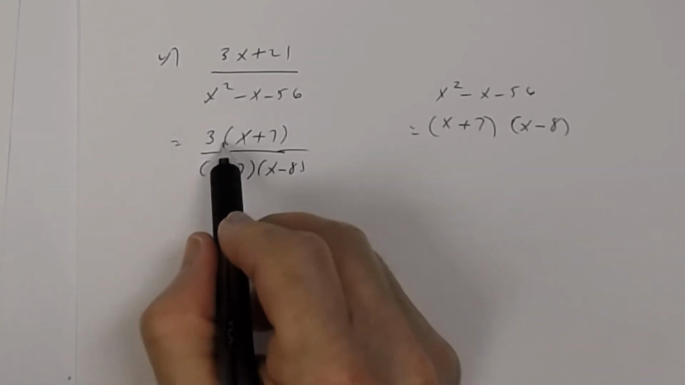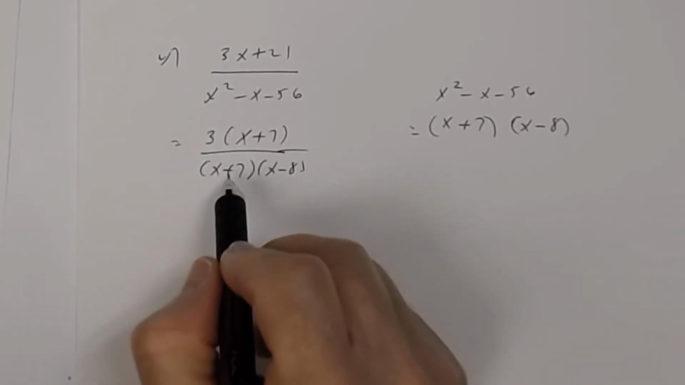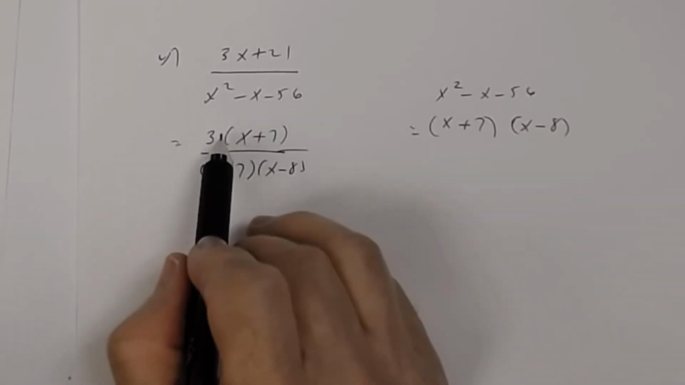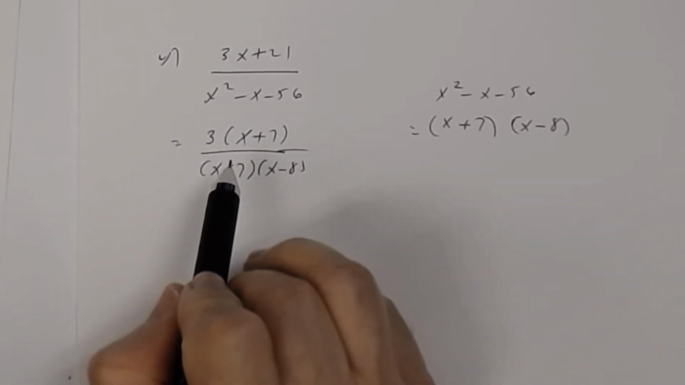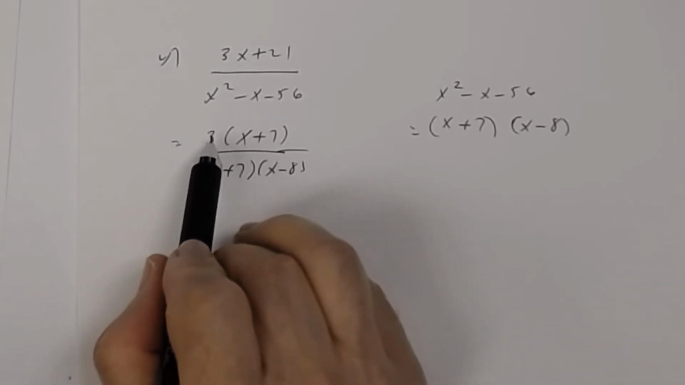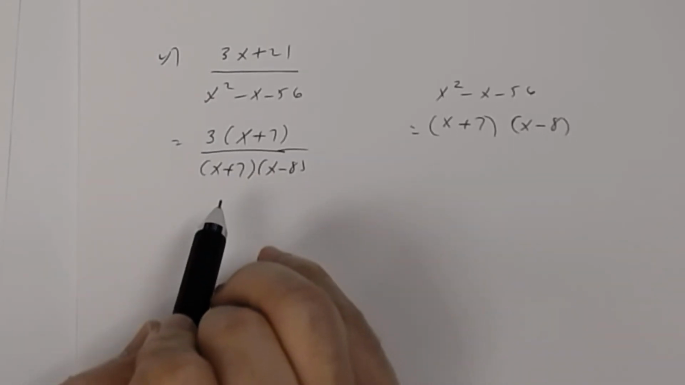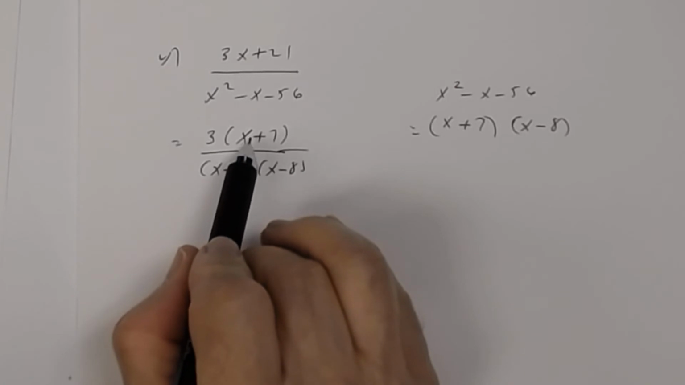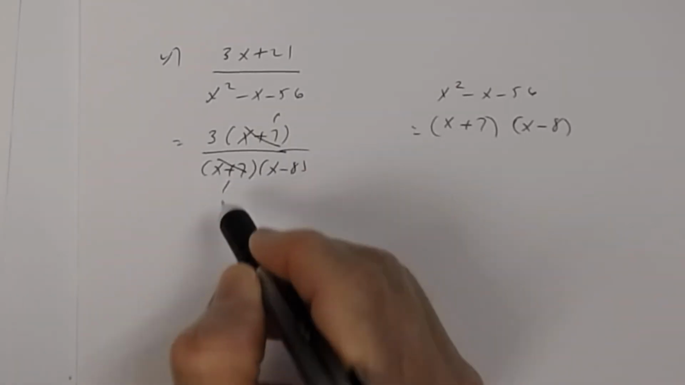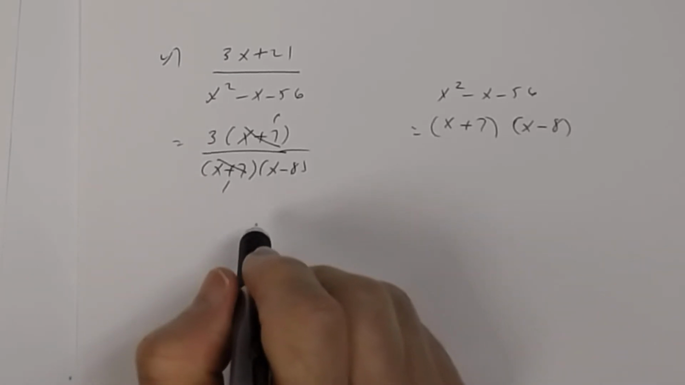So notice my first factor is a 3. There is no factor 3 in the denominator. Remember, it's important you know your factors. My factors are 3, x plus 7, x plus 7, x minus 8. So 3 does not go into any of those factors. Now let's look at the next factor, x plus 7. I see an x plus 7 in the denominator, so I can reduce those, put ones in their place, and that's all you can do.